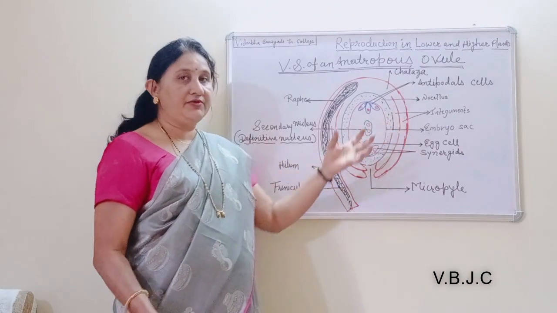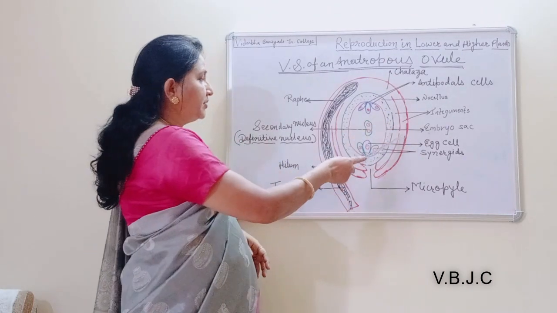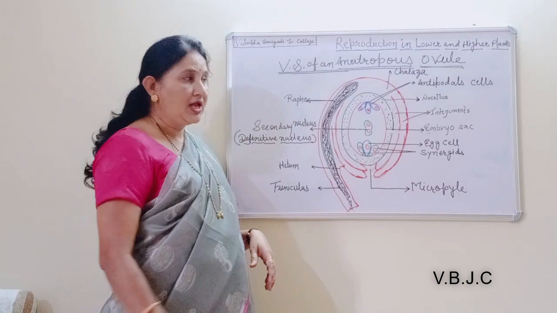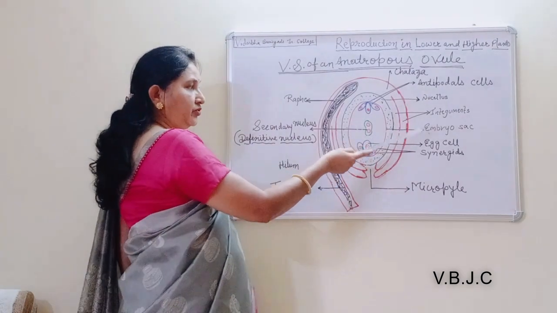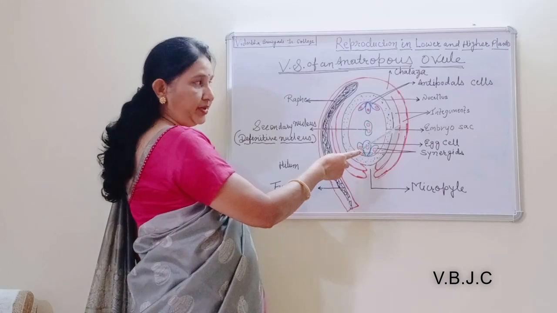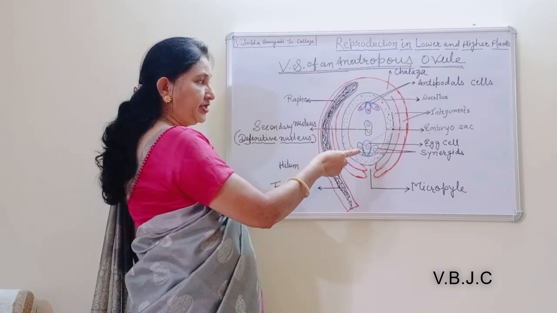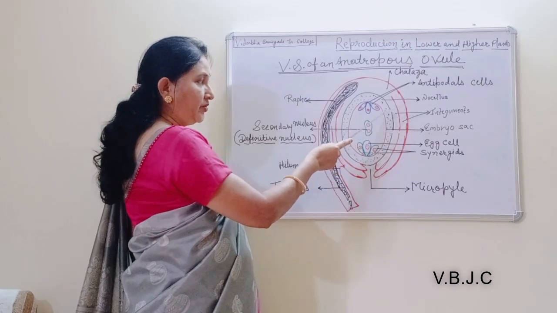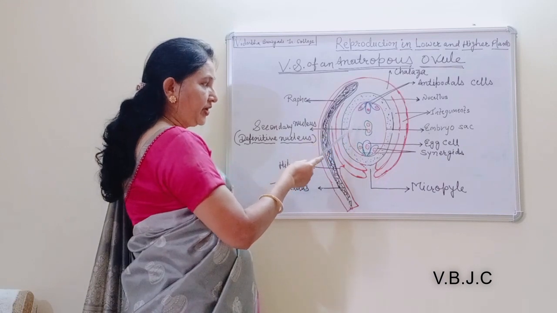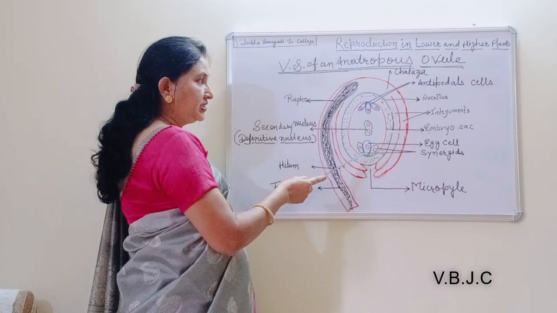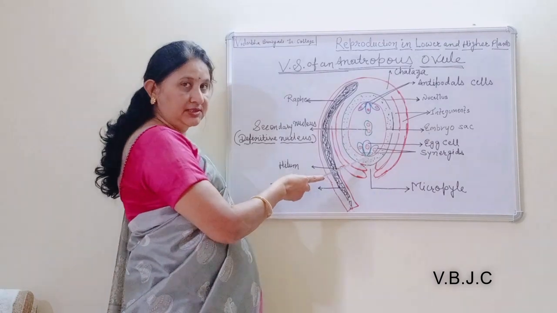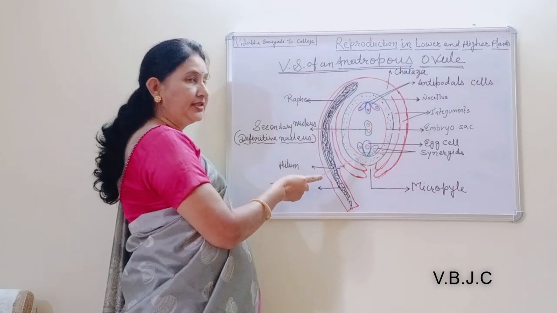Integuments means the covering, the wall of the ovule, and this wall is made up of two layers, the outer layer of the integument and the inner layer of the integument, which is protective in nature. Here you can see the embryo sac, or the female gametophyte, which is embedded in the nucellus, developed in the nucellus.